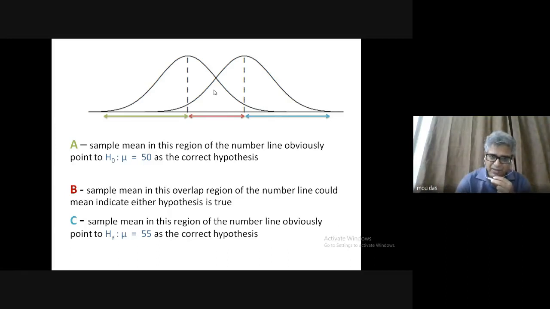But if our sample mean falls somewhere in between, in the red zone, the B zone, then either hypothesis could be true. It could be the null hypothesis, or the alternative hypothesis could be true. And we need to find out.